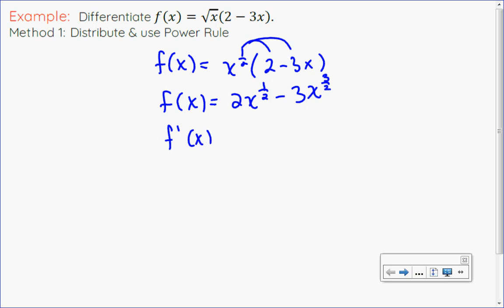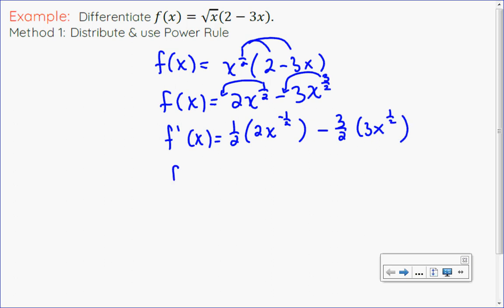So the power rule says bring my exponent down, multiply it by the 2x, and decrease my exponent by 1. Bring the 3/2 down, multiply it by the 3x, decrease my power by 1. 3/2 take away 1 is 1/2. So tidying this up, I have half of 2, which is 1, x to the negative 1/2, minus 3/2 times 3 is 9/2, x to the 1/2.